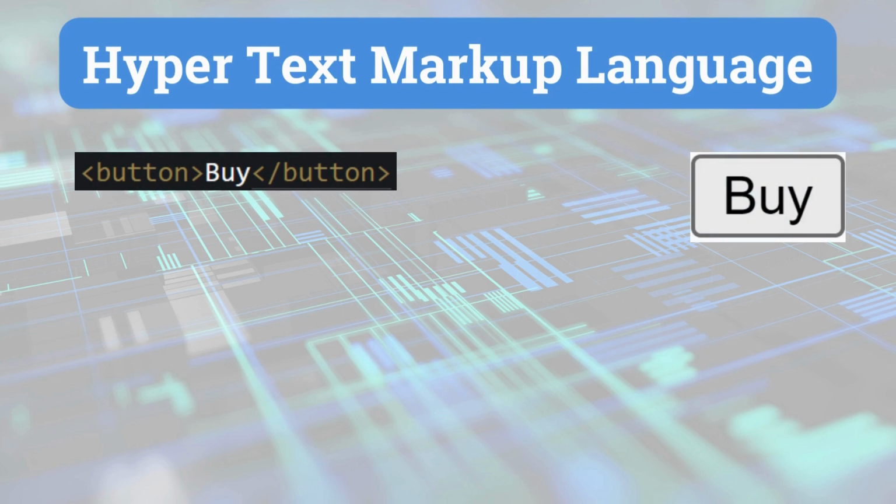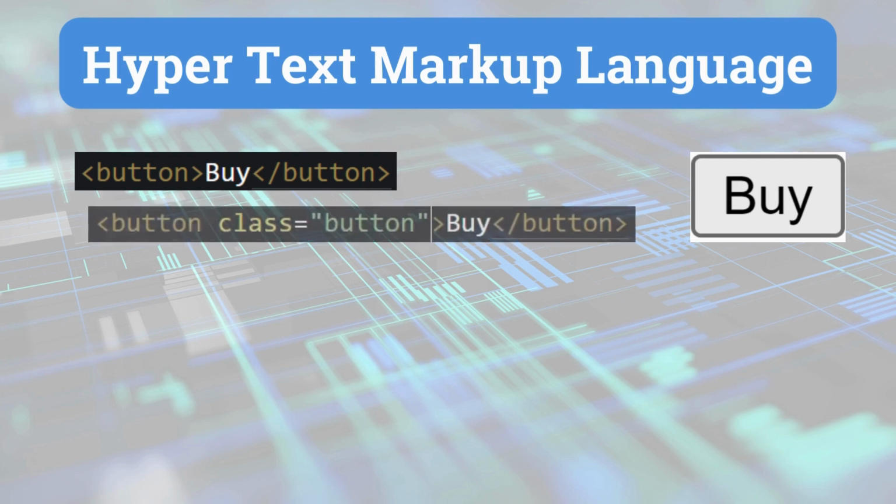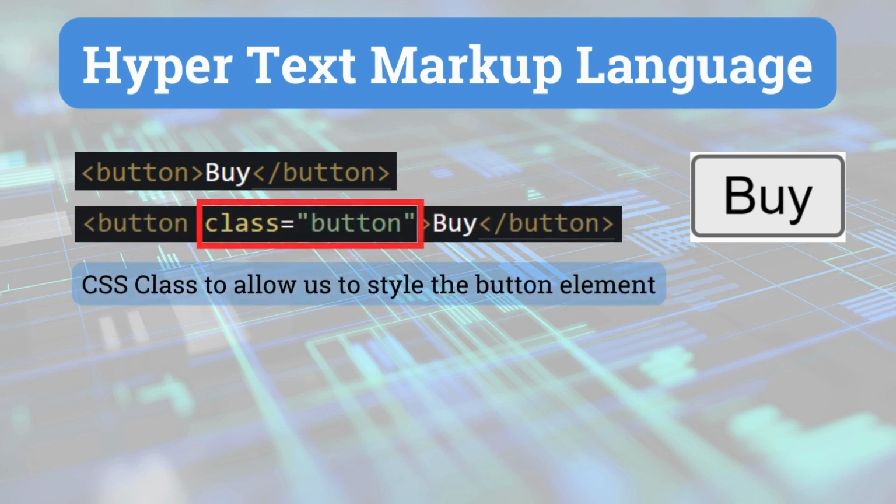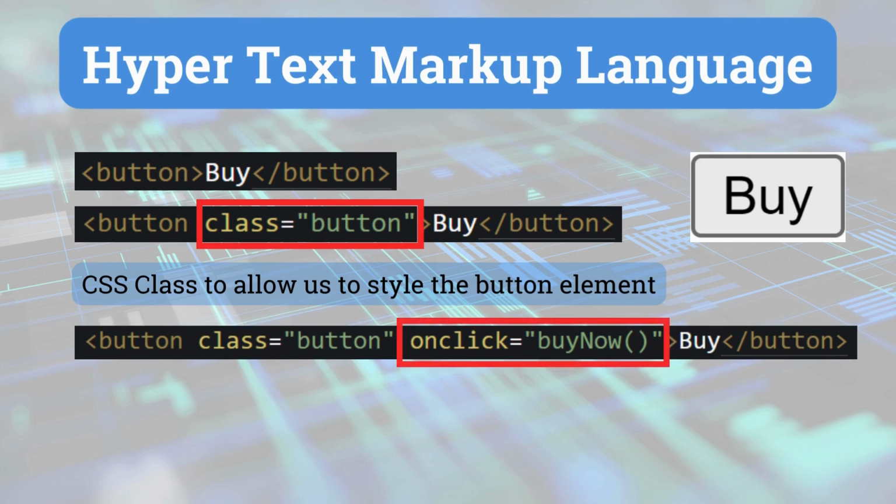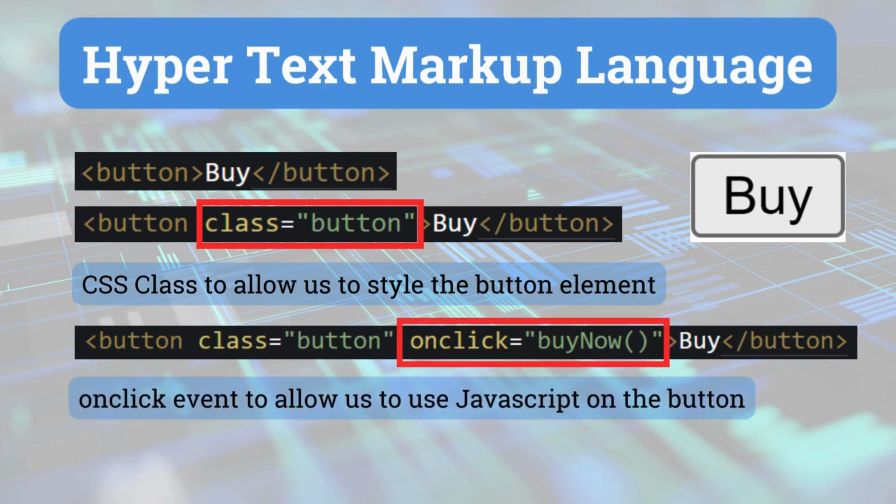Type this into CodePen and see if the button looks like this. Next, we need to style the button with CSS to make it look nice. So, we'll put a link to the CSS class called button into the starting button tag. Once the button is styled, we'll need to use JavaScript to make it interactive and clickable. So, we'll put the onClick declaration into the button starting tag also. And it will be calling a JavaScript function called buy now.